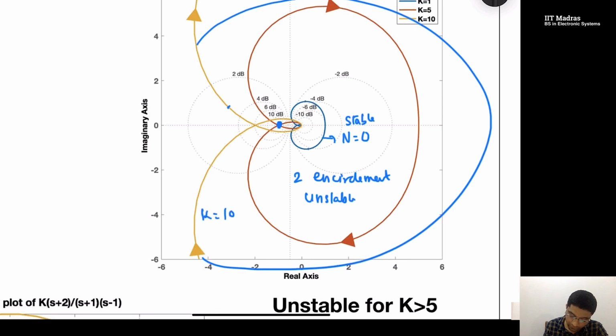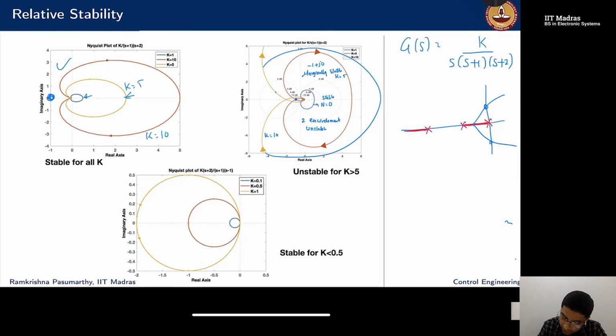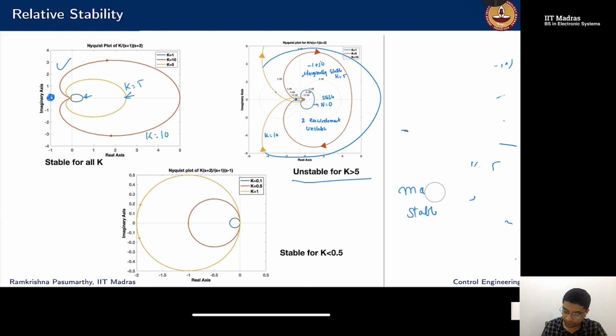For k equal to 5, I am at the point -1 plus j0. This is marginally stable when k equal to 5. I can also see that from my root locus, which I just drew. This is the point where k equal to 5, the system is marginally stable. So the system becomes unstable for all gain k greater than 5.